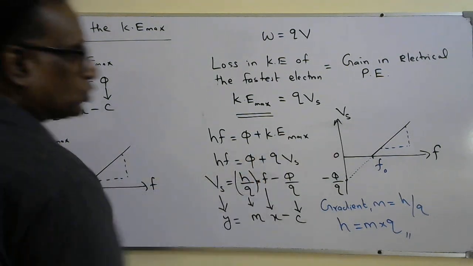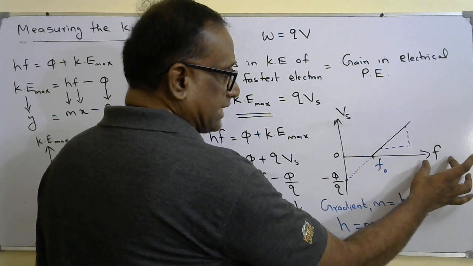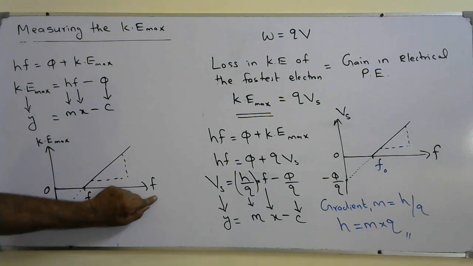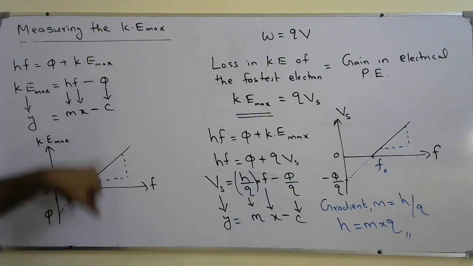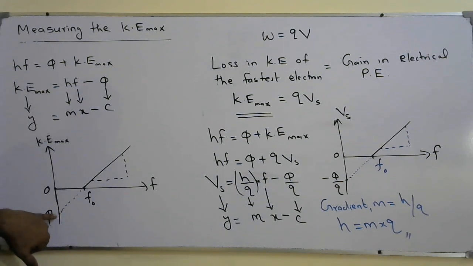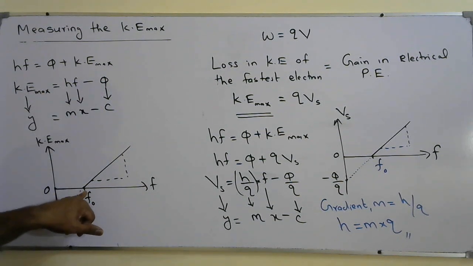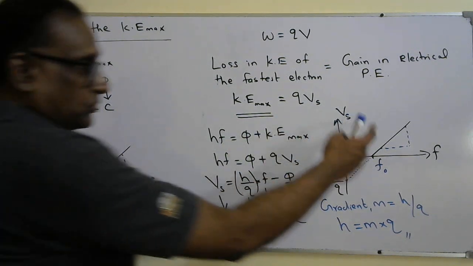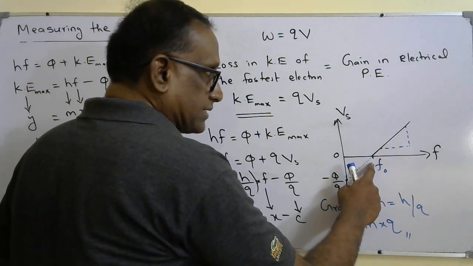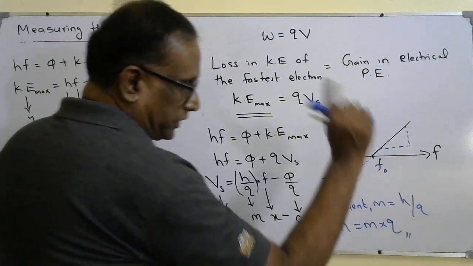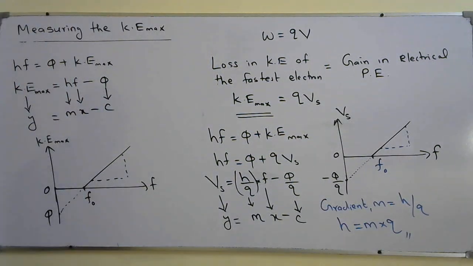Careful, the difference between the two graphs. Here, stopping potential against frequency. Here, maximum kinetic energy of the electron, that is the surface electron or fastest electrons, against frequency. The properties are different. Gradient gives h here. The y-intercept gives the work function. The x-intercept gives the threshold frequency. In the stopping potential graph, the x-intercept is also the threshold frequency, but the y-intercept is phi over q and the gradient is h over q. Remember these things. There could be questions.